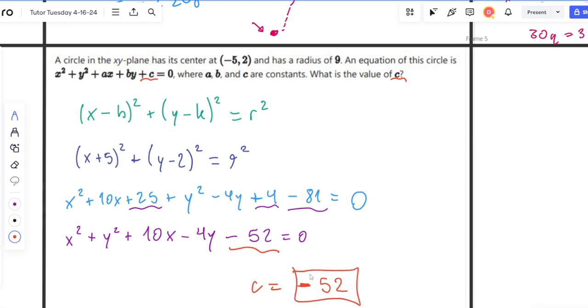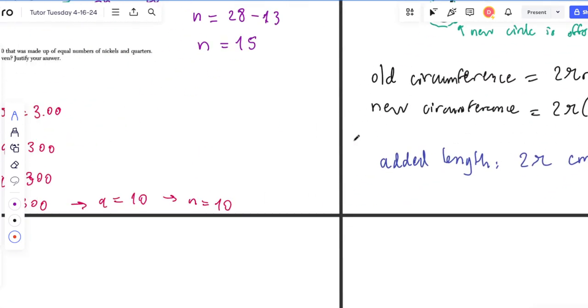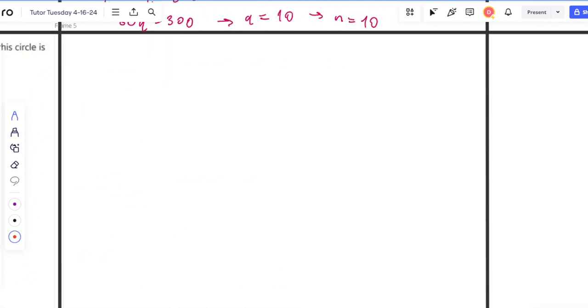So pretty quick, if you know your circle equation, you can expand things out. You can get a quick answer there. More circle questions? What do you think? I know we just did a crazy one up here. Yeah, negative 52. Yes, should be negative 52. See what else we got. Trigonometry?